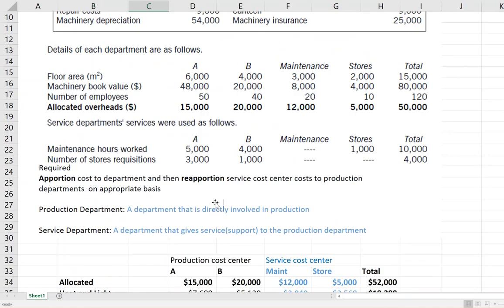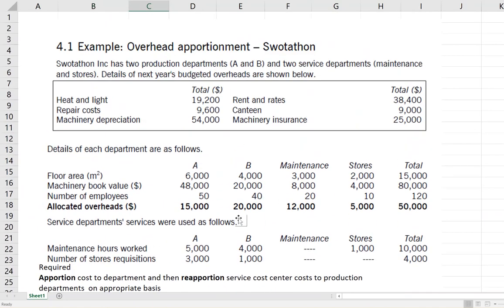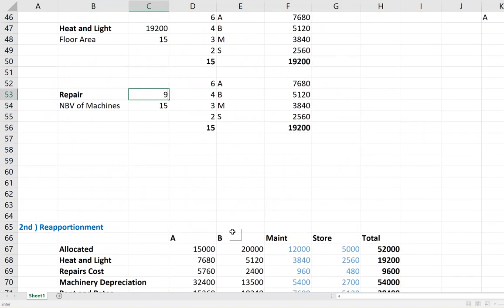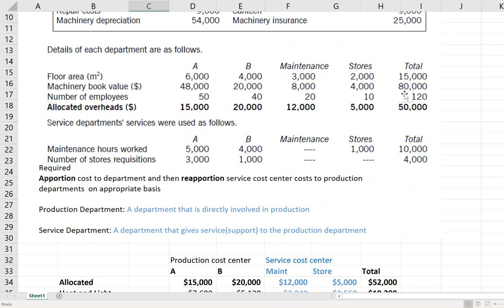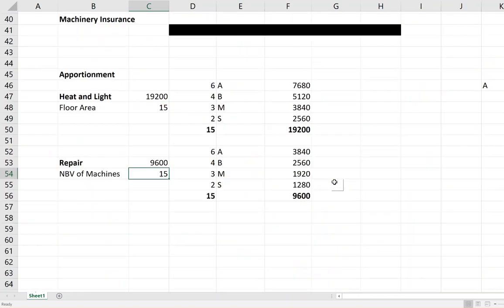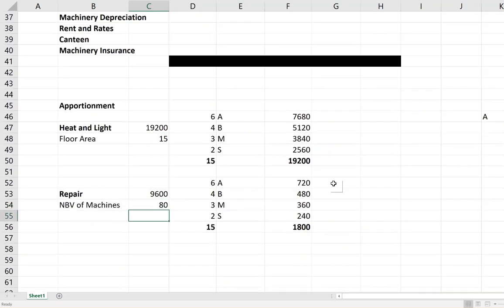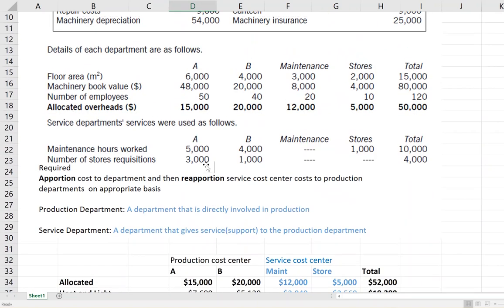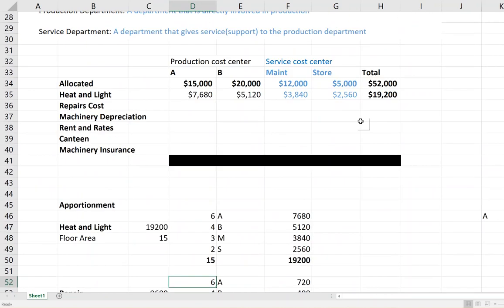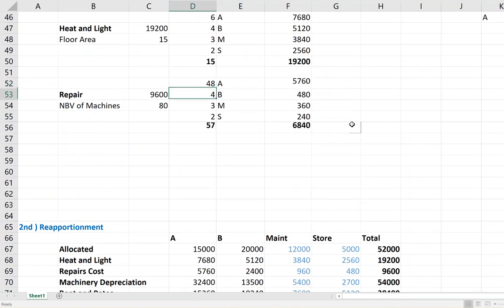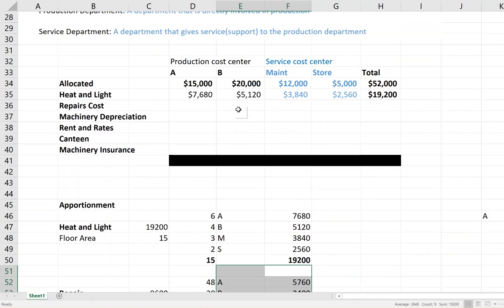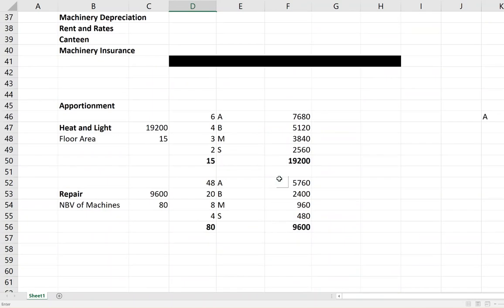The cost is 9,600. Dividing on book value of machine, 80,000. To save time, I will remove zeros. 48,284. So because I had already linked it, it's done.